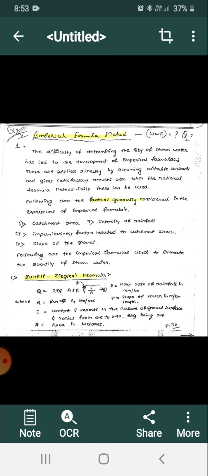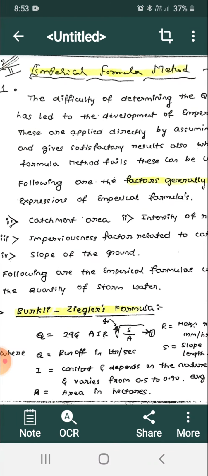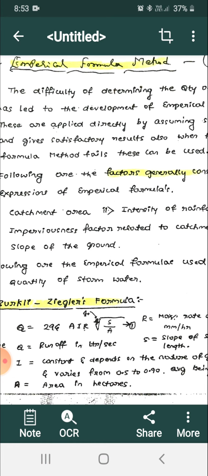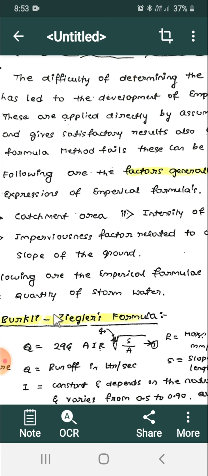Now here, in the rational formula method, you determine AIR divided by 360. Another method is the empirical formula method, which is the second method of determination. But in this, they give only the formula. Just go through those formulas. This is one formula, Berkeley-Ziegler's formula. This is very easy.